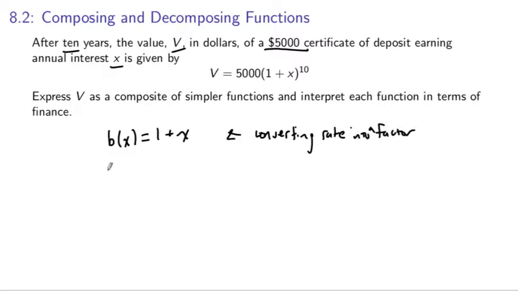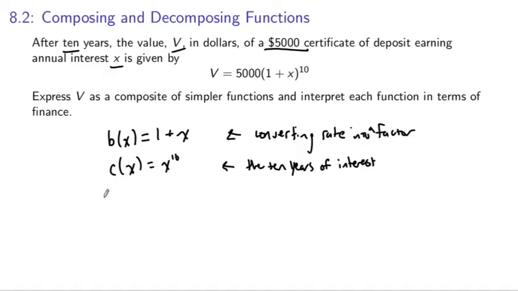Okay, now we might have c of x mean x to the 10th power. This would be, in terms of finance, the 10 years of interest. Okay, so we earn 10 years of interest. We multiply the factor 10 times by itself.